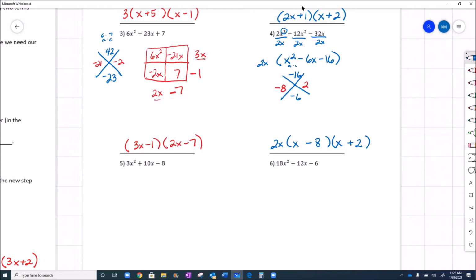Okay, so remember, always check for your GCF. Always, always, always. Saves you a lot of time.